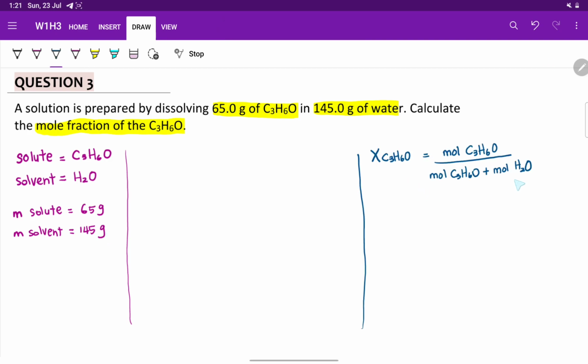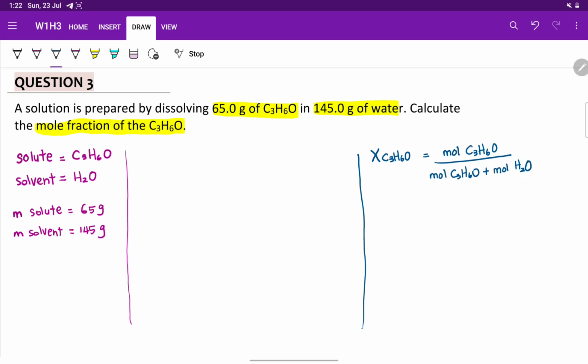So, please write down the mole fraction equation. X here is the symbol for mole fraction. We want to find it for C3H6O, so it's a capital X with a subscript below. Okay, so this equation is the mole of C3H6O over total mole.